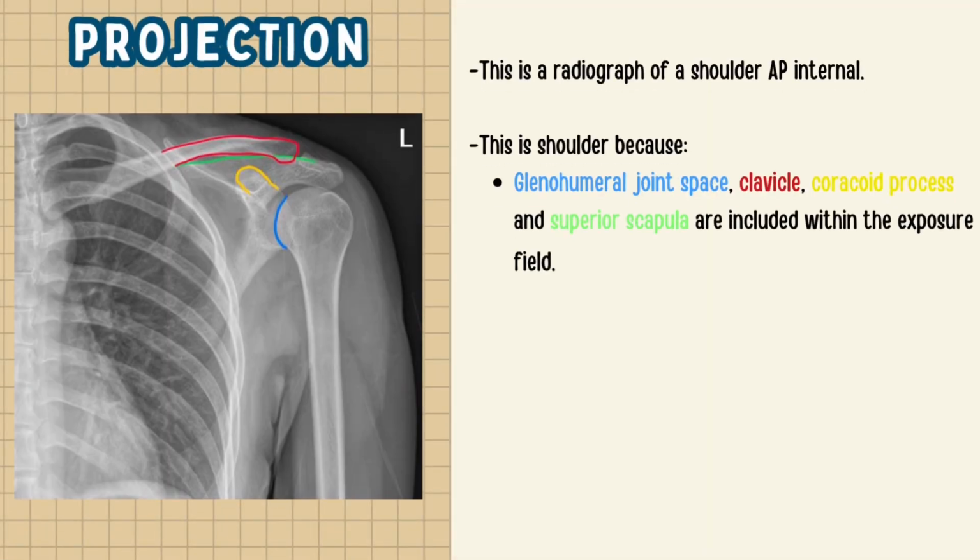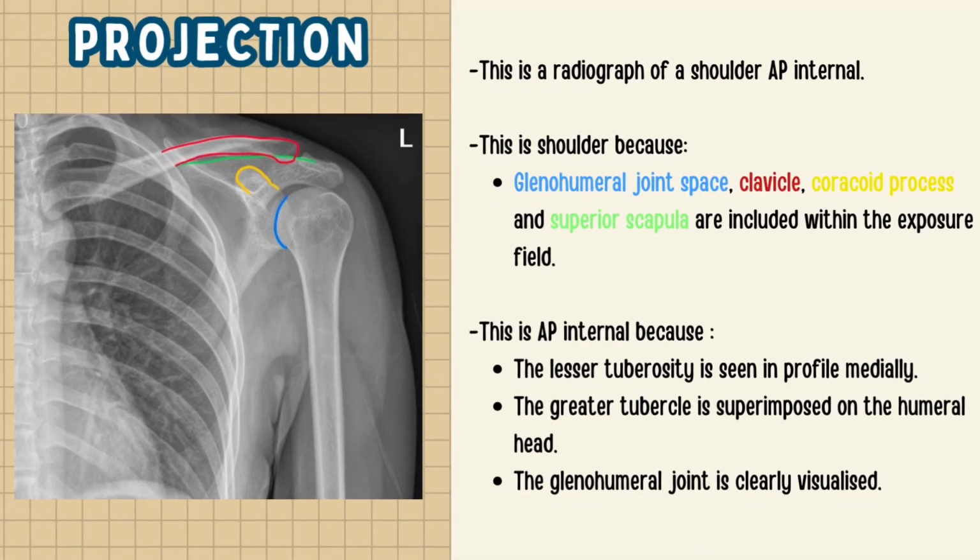Next, I will explain the projection of this radiograph. This is a radiograph of a shoulder epi-internal. This is identified as a shoulder because the important structures are included in the exposure field. The glenohumeral joint space is shown in blue, the clavicle is marked in red, the coracoid process is indicated in yellow, and the superior scapula is shown in green.